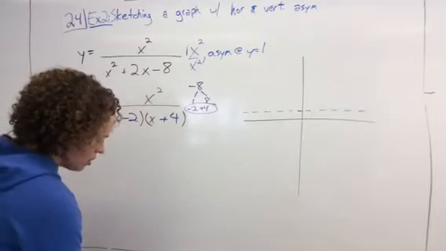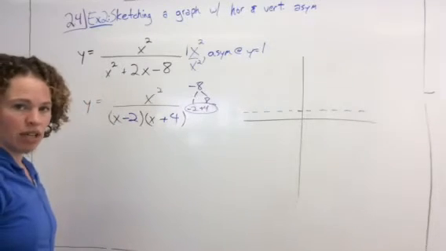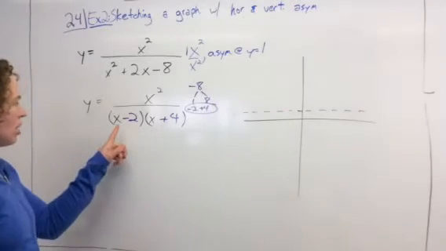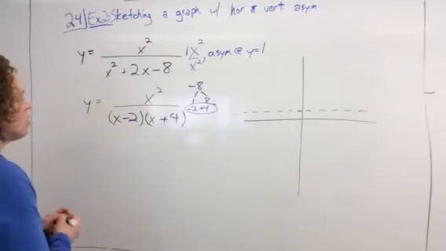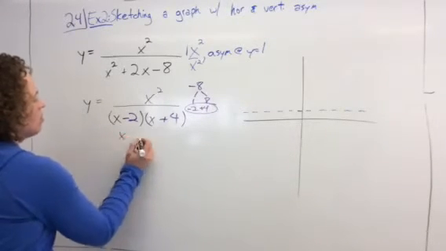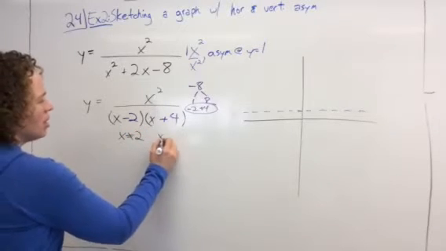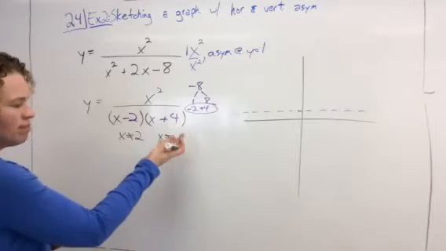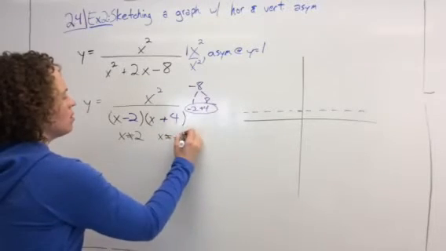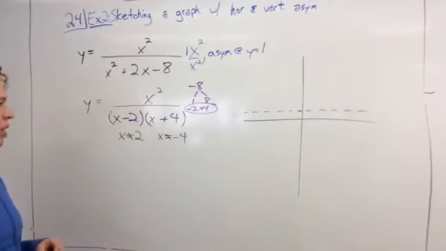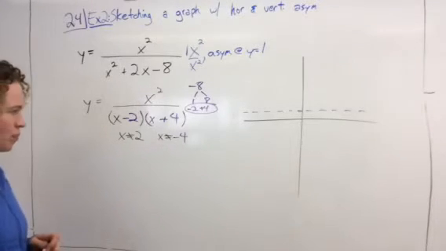So now I'm going to look at what the non-permissible values are for each of these. And I've got x minus 2. So 2 minus 2 would give me 0, so x can't equal 2. And here, x can't equal negative 4, because negative 4 plus 4 would be 0. So those must be my asymptotes.